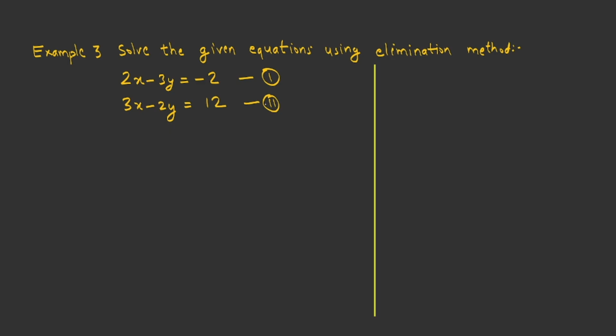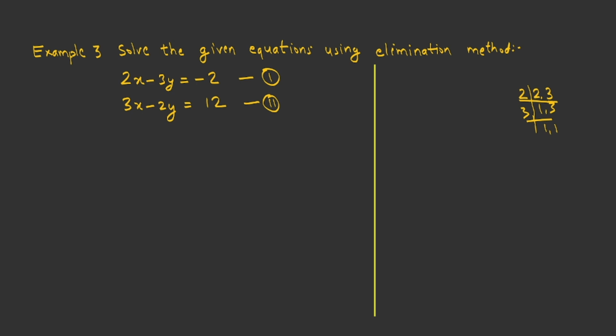So if I am going to eliminate x, then what I have to do to make them equal? You can take LCM of 2 and 3. If I am going to remove x, then take LCM of 2 and 3. So what you will get? The LCM is 6. So in equation 1, you have to multiply 3, and in equation 2, you have to multiply 2.